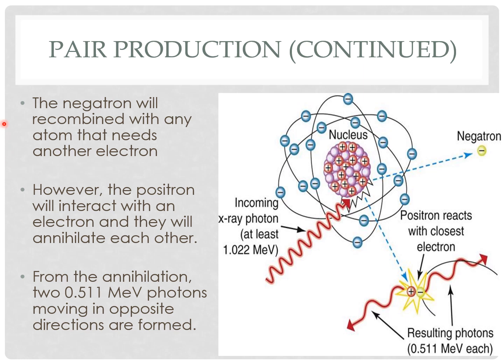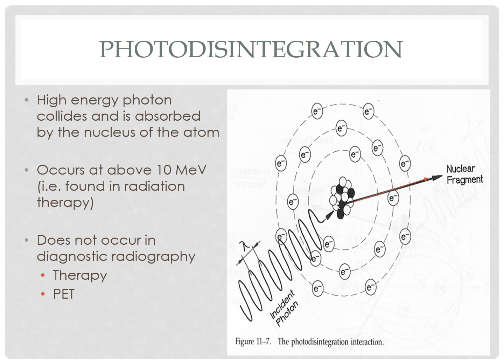The negatron will recombine with any atom that needs another electron. So it comes in, hits the nucleus, creates a negatron. However, the positron will interact with an electron and they will annihilate each other. From the annihilation, two 0.511 million electron volt photons moving in opposite directions are formed. So again, the 1.02 splits into the 0.511.